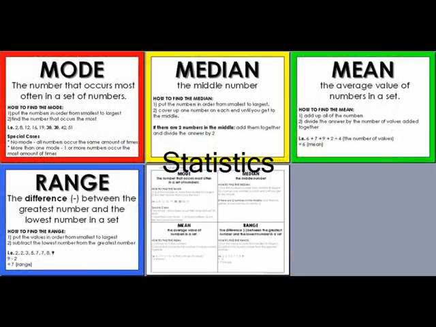The next picture is of statistics. These are four of the most common types of statistics, which are mode, median, mean, and range. Mode is the most common number, median is the middle value, mean is the average, and range is the difference between the biggest and smallest numbers.